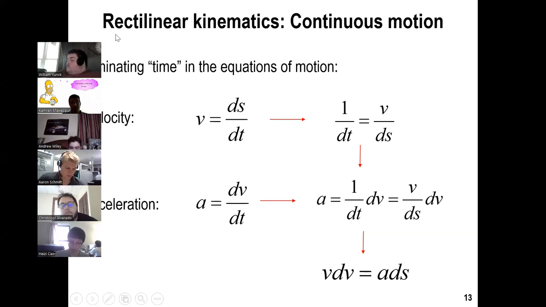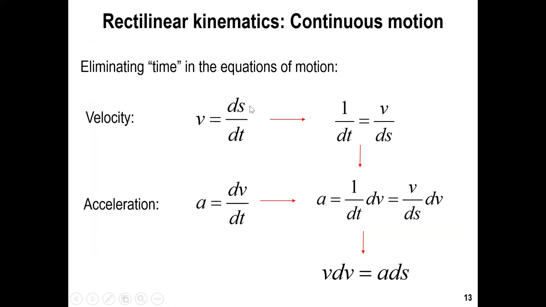And again, remember, all of this is for rectilinear motion because we replace dr with ds. So there's no vector stuff, it's on a straight line. We are still in the category of rectilinear motion. Okay? Any question?